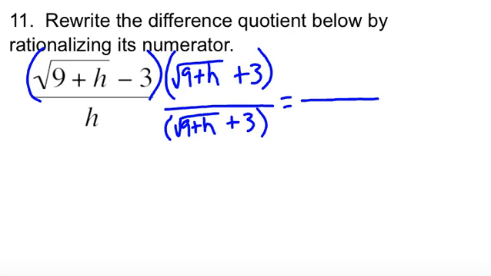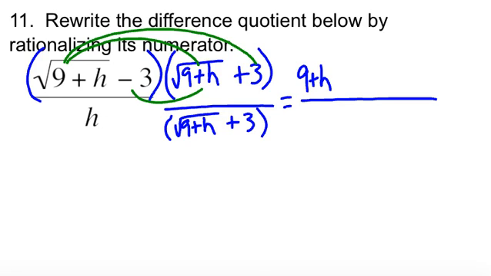Okay, so in the numerator, I'm going to FOIL this. The square root of 9 plus h times the square root of 9 plus h is just going to be 9 plus h. Now, since these are conjugates, root 9 plus h times 3, and then negative 3 times root 9 plus h, those are going to cancel out. I mean, if you really want to write it out, you can, but we know that those are going to cancel, so I'm not going to bother writing that. And then last, I've got negative 3 times 3, which is minus 9.